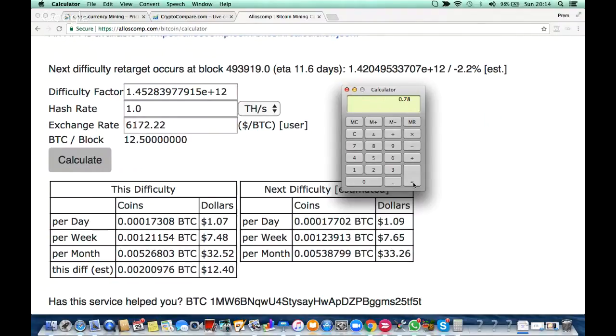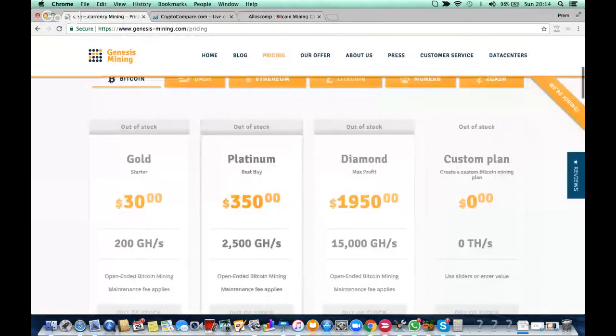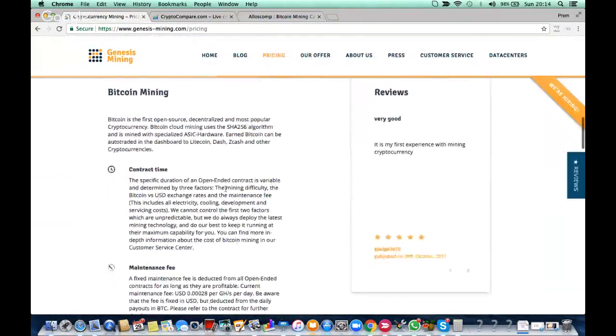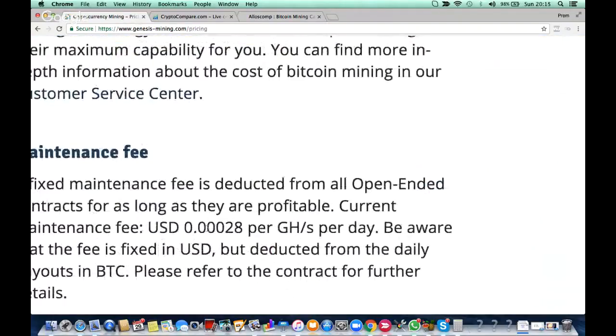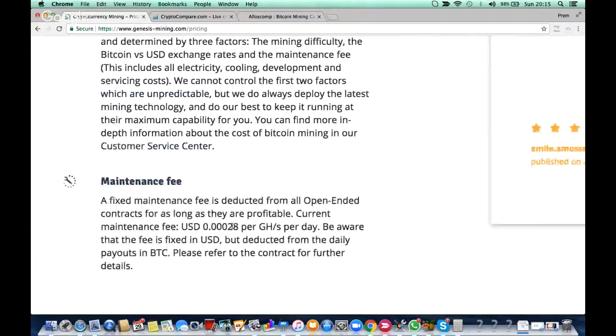Why did I use 28%? Well, it's very simple. If you go to Genesis Mining here again, and you look in here, they tell you the maintenance fee that we charge is 0.00028 per gigahash per second per day. So multiply that by 1,000, you get 28 cents roughly, right? That's how much they charge per day. That's their overhead. And it's a fixed fee. So if Bitcoin goes to the moon or Jupiter or beyond this galaxy in price, the fee still remains the same.